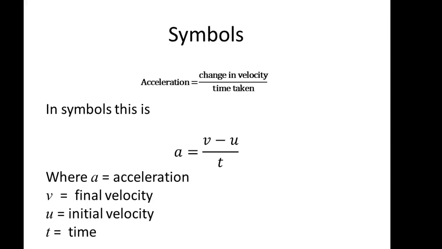So in symbols, we write the change in velocity as v minus u. You could put brackets around that. V here means the final velocity. So in our car example, that was 60 kilometers per hour. U is the initial velocity. So if something's starting from rest, and it doesn't have to, then u is quite often 0. T is time. In most cases you will be using the SI units of meters per second and seconds.